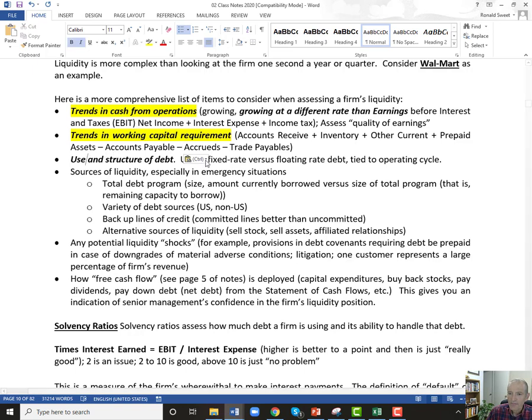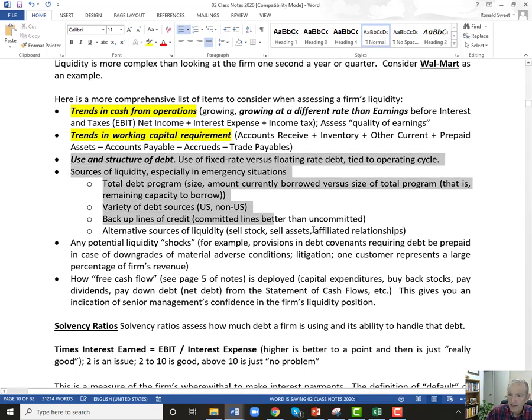Use and structure of debt. We are not going to cover that. You're certainly welcome to do that if you like. You will have that information, but we're not going to cover that in the paper. We are going to talk about debt under solvency, but what we talk about with liquidity is if a firm has a good debt line and a liquidity crisis comes up, they have the ability to go out and borrow money. That's good. We want to make sure they're not overusing short-term debt. Well, again, that's more under the solvency side. So these two we will not cover in your paper, in your project.